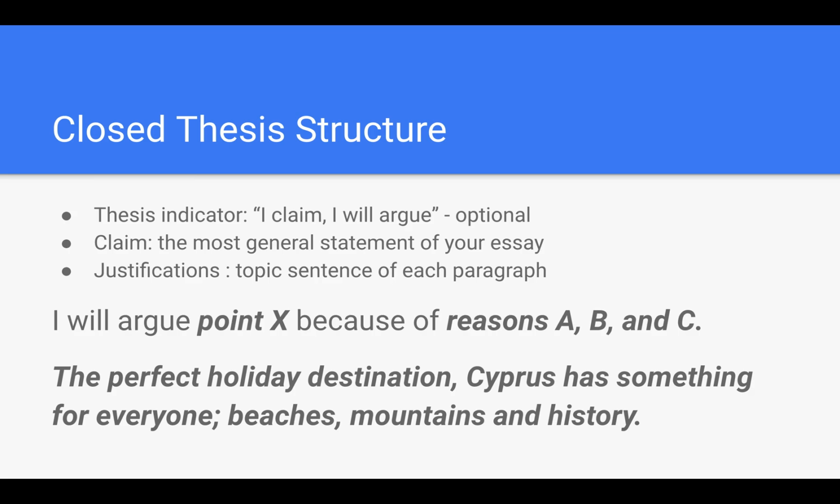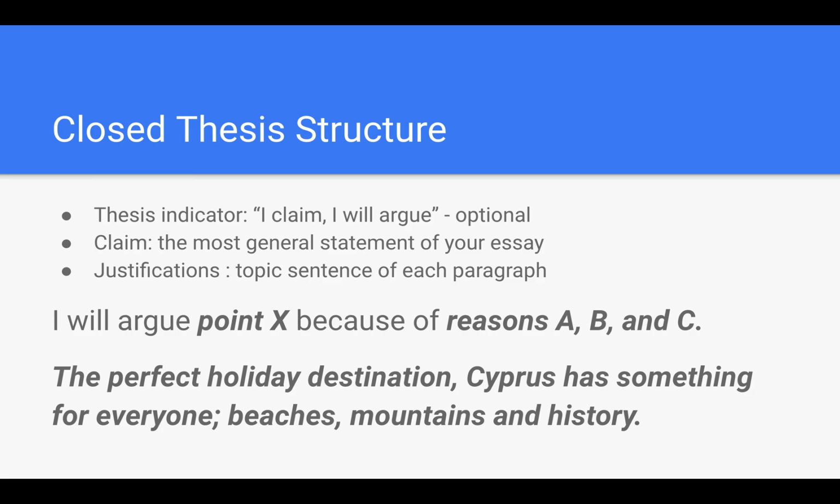Okay, and then you're going to have, in a closed thesis, what you might call justifications, or the points in each paragraph. So the general way it would be organized: I will argue point X because of reasons A, B, and C. Normally you don't put your reasons in your thesis statement as reasons, but they can be part of the thesis.